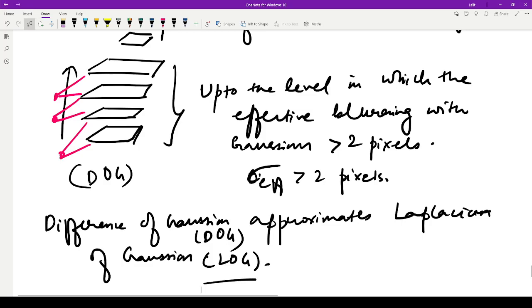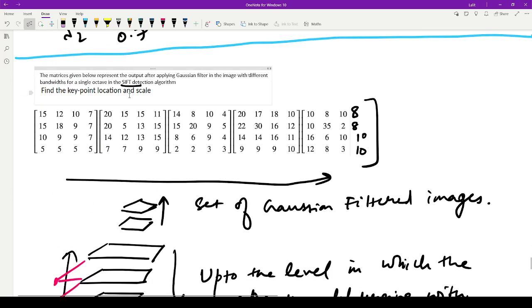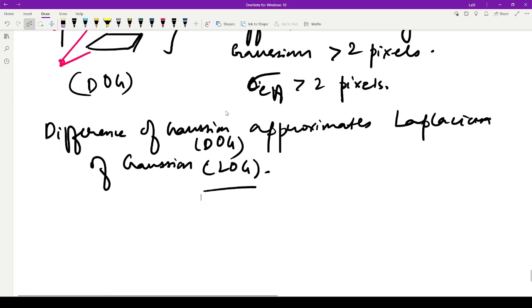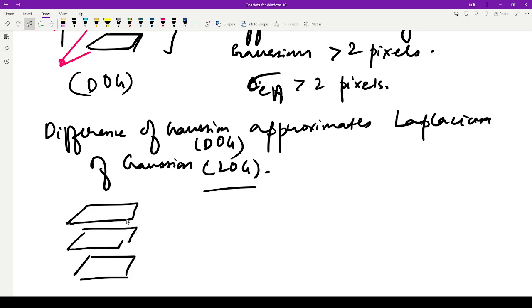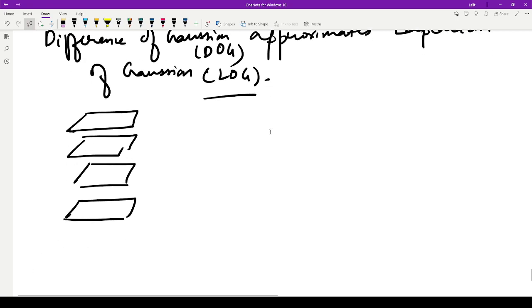So once you get the differences of images, then what? Then comes the part of key point localization. That means you have to get the key point out there and the specific scale. So I just redraw it for convenience. So these are the Gaussian. This is the Gaussian pyramid.